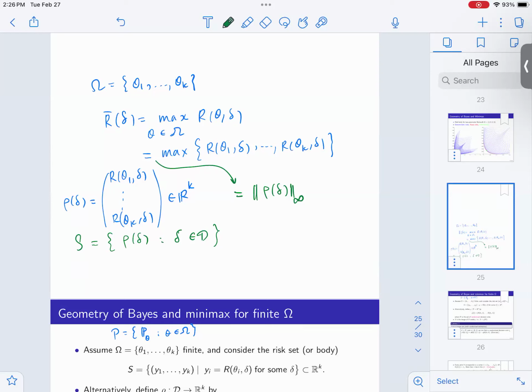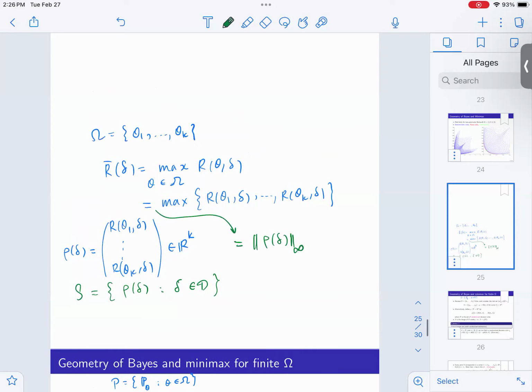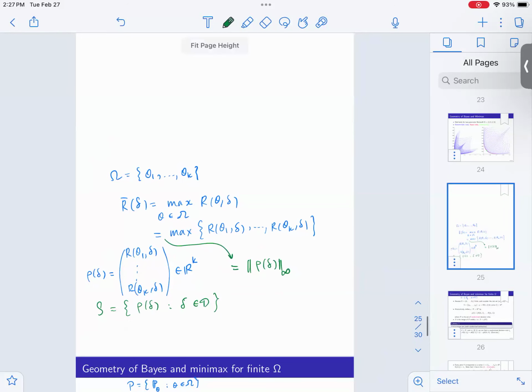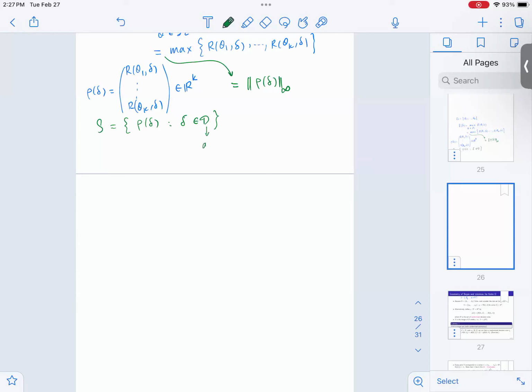Later on, we'll make it all randomized decision rules, but actually let's do that maybe. In any case, let's have that. All deterministic decision rules, let's say D prime, and then I have S prime. So all these deterministic decision rules are functions from X to omega, let's say. Okay. And so I get this S prime, let's call this the risk body, for example, if you want.